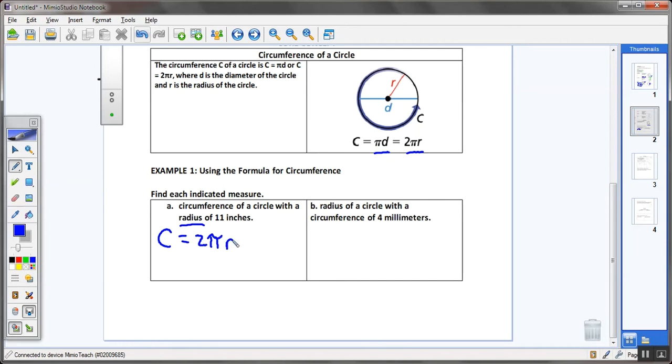I do want to check something real quickly. Give me 1 second. I don't know if they want us to leave this in terms of pi or if they want us to measure this out. So, just give me a second.